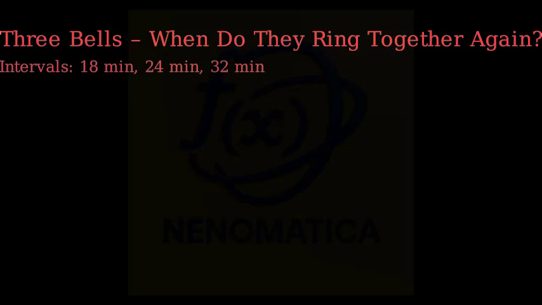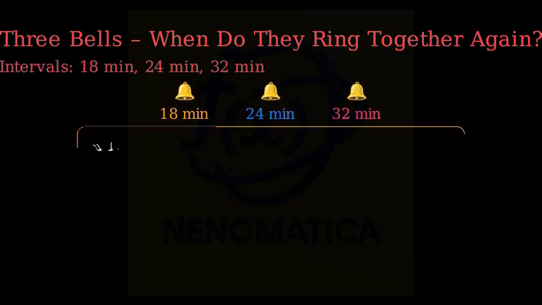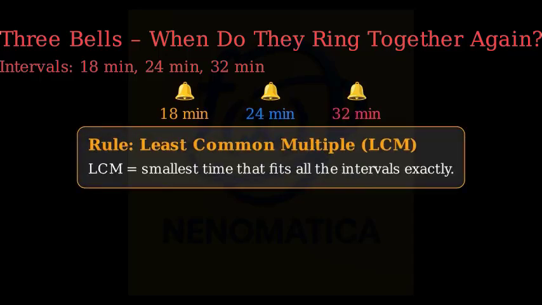We have 3 bells that ring at different intervals in a factory. The first bell rings every 18 minutes, the second bell rings every 24 minutes, and the third bell rings every 32 minutes. After they ring together once, how many minutes must pass until they ring together again? This is a classic least common multiple problem. The least common multiple is the smallest number that is divisible by all the intervals.